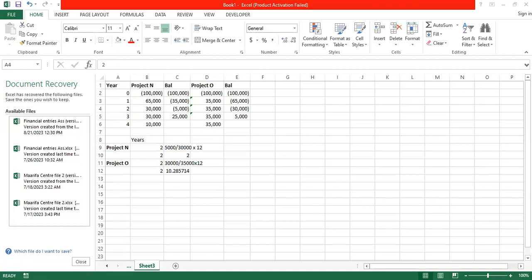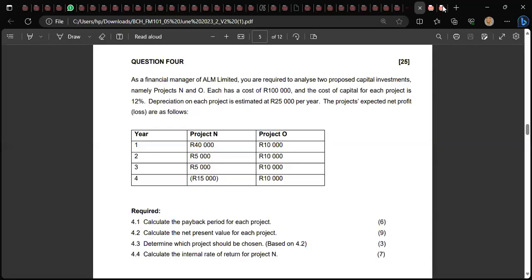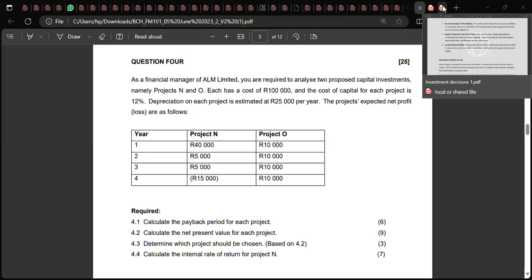All right, let's move on from this now and look at the discounted payback period. I believe this is where we are.